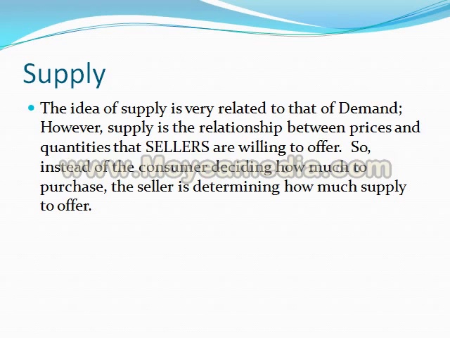Now, supply. The idea of supply is very related to that of demand. However, supply is the relationship between prices and quantities that sellers are willing to offer. Demand is what consumers are willing to buy at a certain price. Supply is what sellers are willing to offer at a certain price. So instead of the consumer deciding how much to purchase, the seller is determining how much supply to offer.